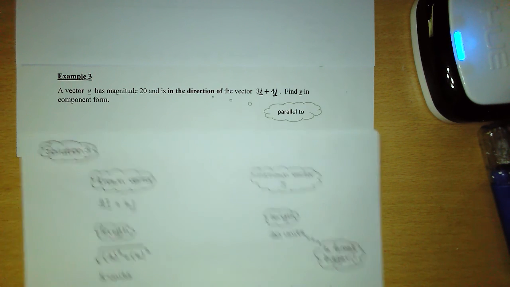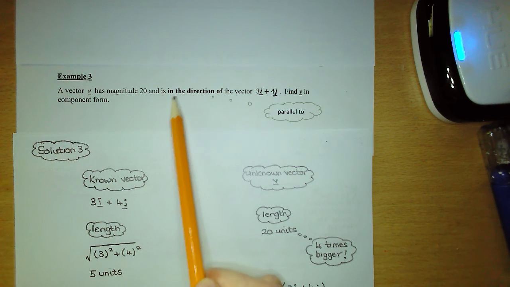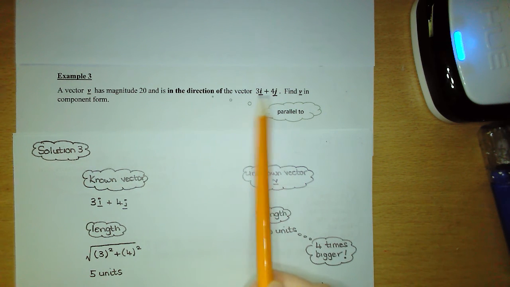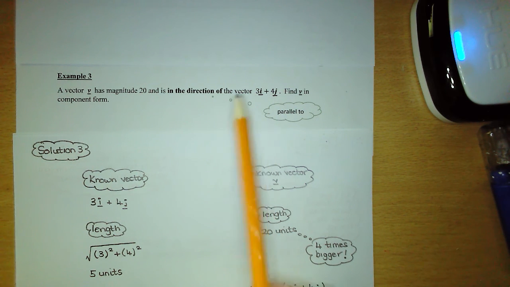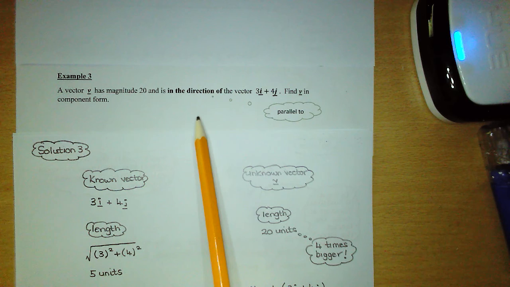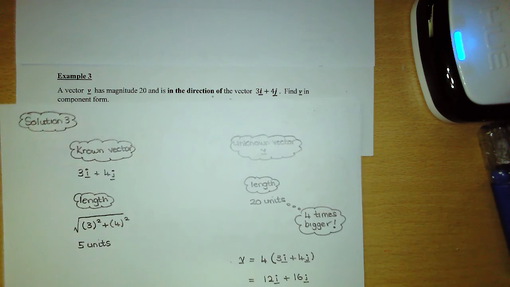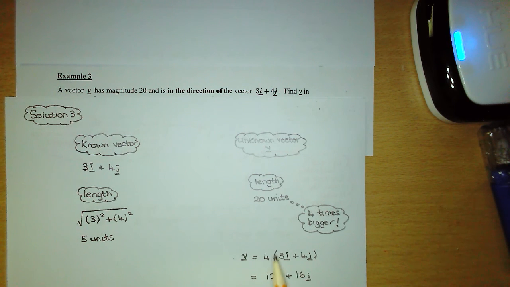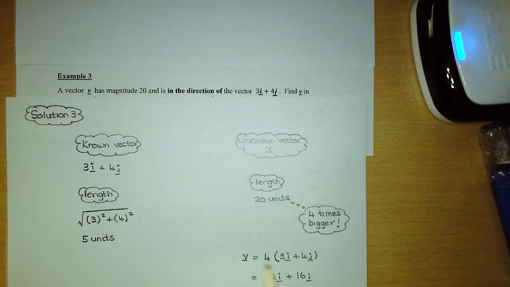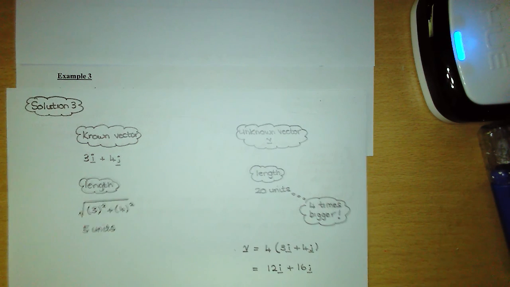Now, bear in mind, remember, that one vector is parallel to the other. So that means that you're multiplying one vector by a constant to get the other one. And that's what we've done. We've worked out the constant. The constant is how many times bigger the unknown vector is than the known vector. So once you work out the constant, then you just multiply the constant by the known vector, and that will get you the unknown vector in component form.